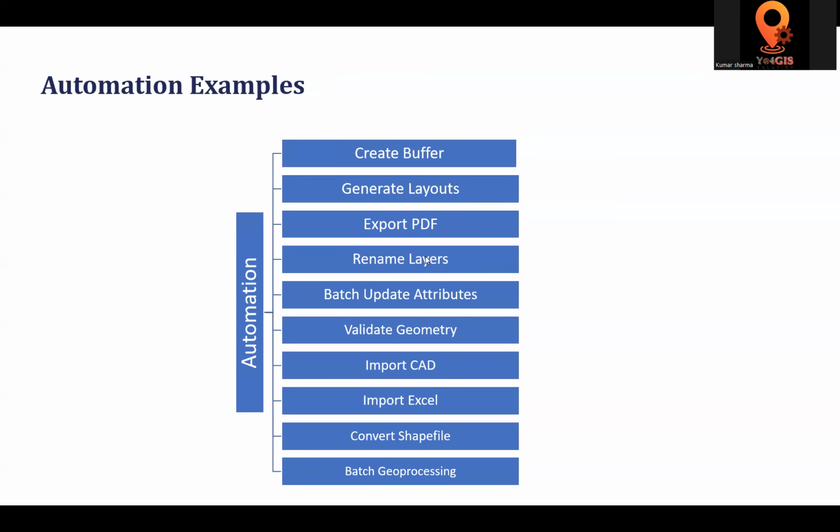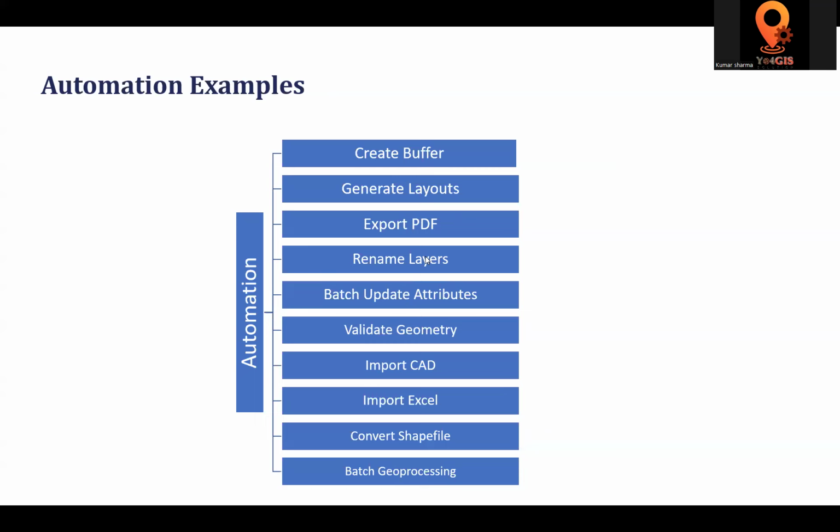And what are the different types of automation? I have put here just some points. There are hundreds of points. We can create buffers in an automated way. We can generate layouts. We can export thousands of PDFs in one click. We can do batch attribute updates. We can import CAD files programmatically, validate geometry, import Excel sheets. We can convert shapefiles in a single click.